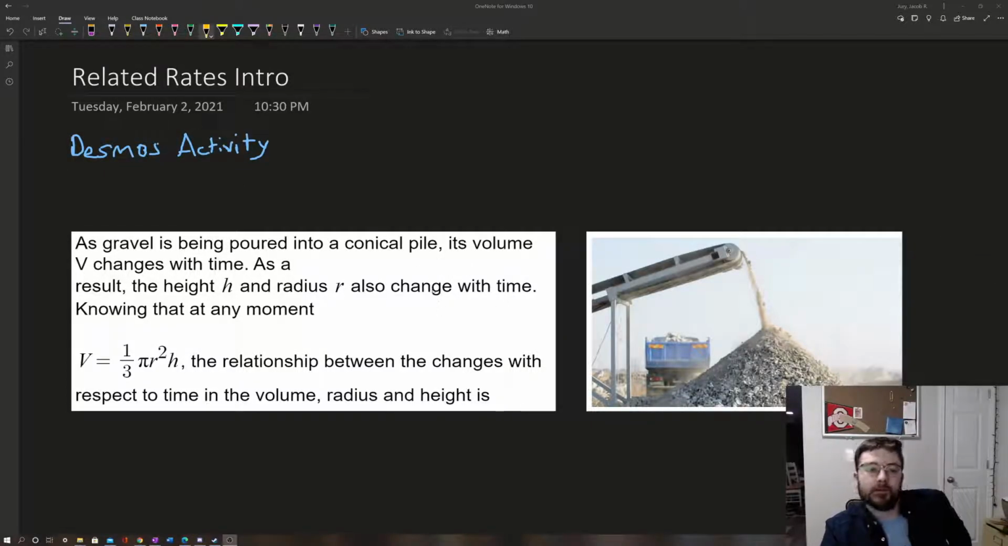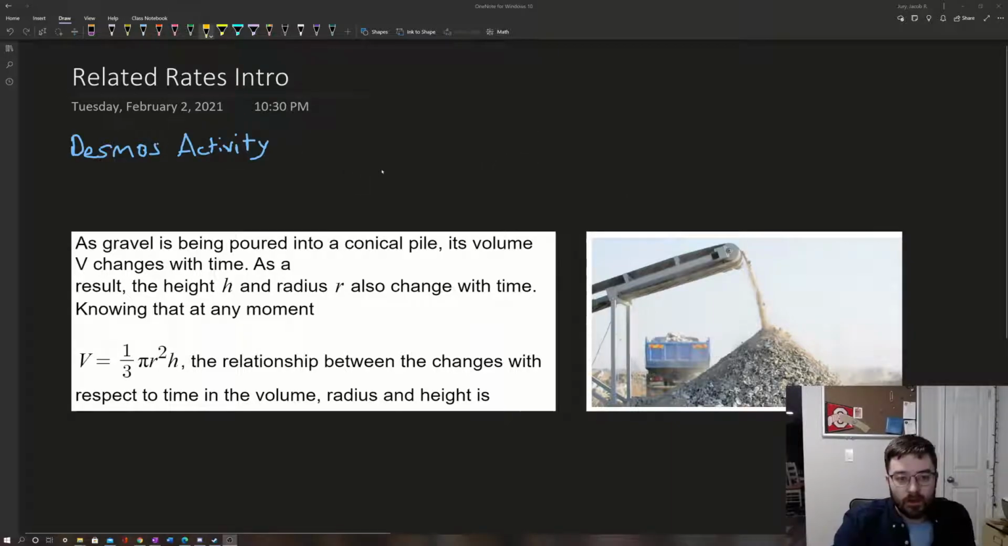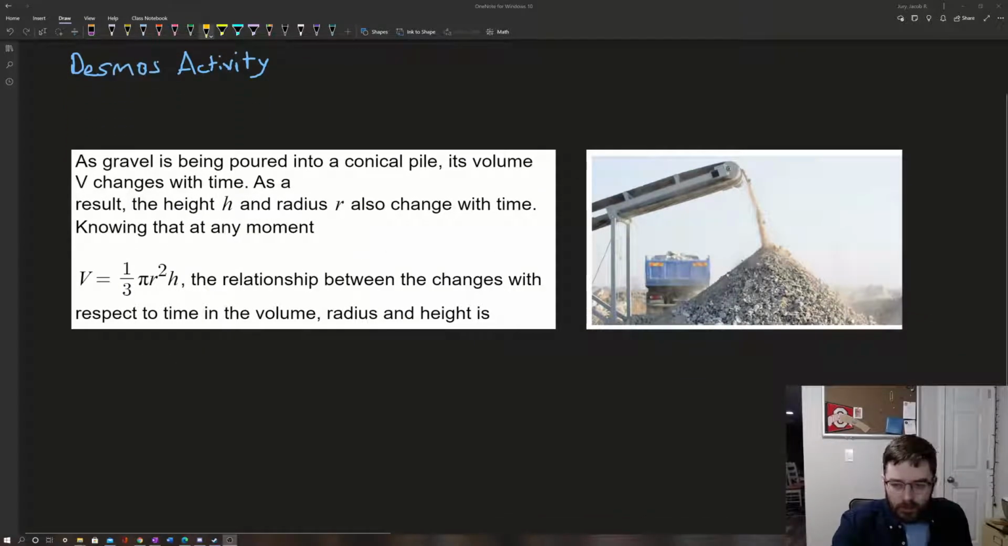Hi, this is the related rates intro. So we're actually going to be doing a Desmos activity that's attached to this. Our practice and the notes really is going to be attached to Desmos in a link, and I'll explain more about that later. But I need to give you some intro before you start that activity, and that's some of the lingo you're going to run into with related rates.